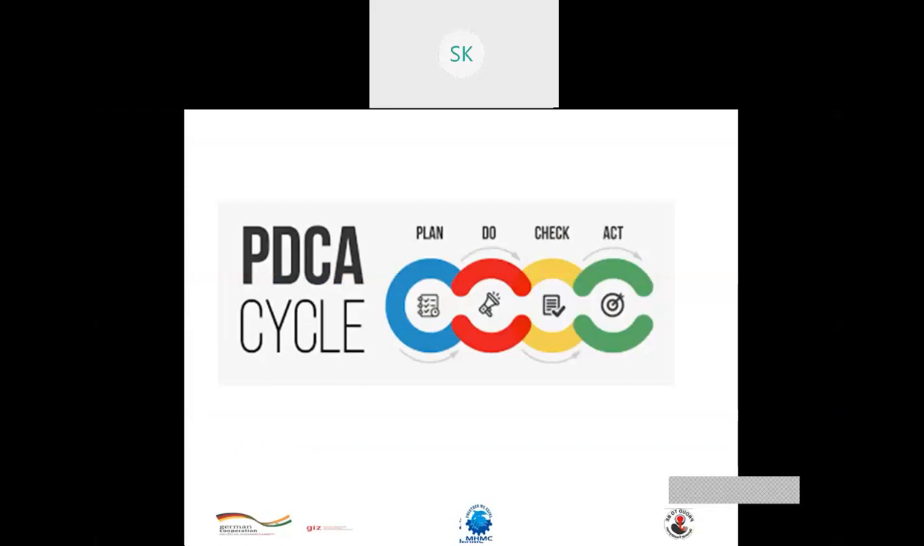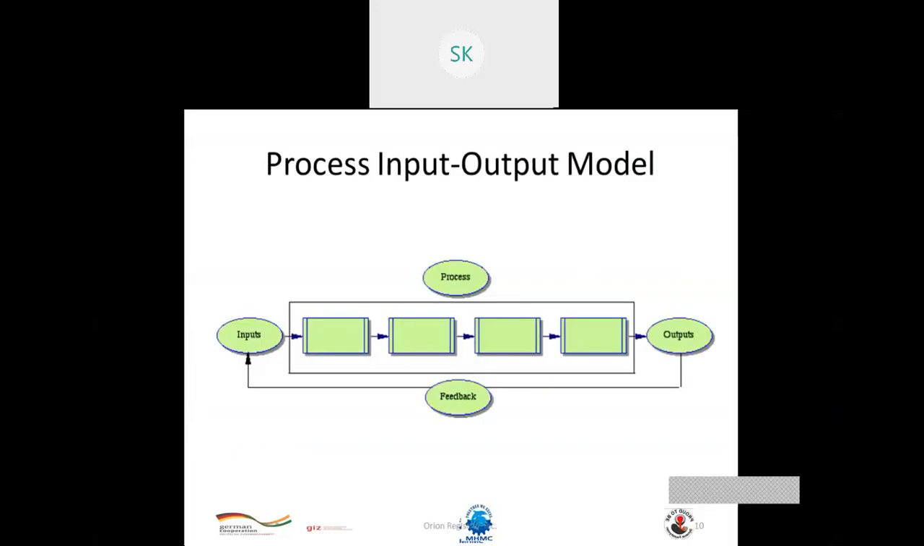We also know this word, that is PDCA, that is plan, do, check, and act. So again, it is on the same platform, that is process approach. Process approach needs planning, then you have to do the work, then you have to check, and if required you have to take action. So the PDCA cycle has to be followed. If the PDCA cycle is not followed, then definitely you will not be following the process approach. So to have the process approach, this PDCA cycle is also a must.